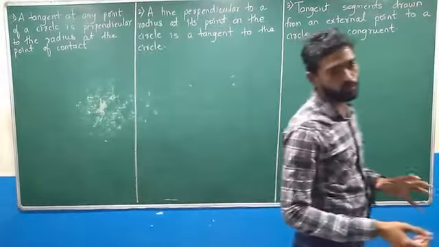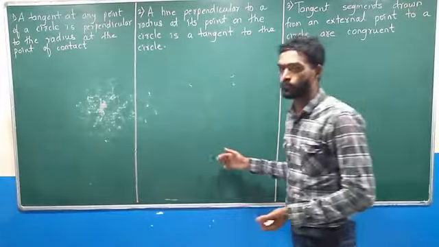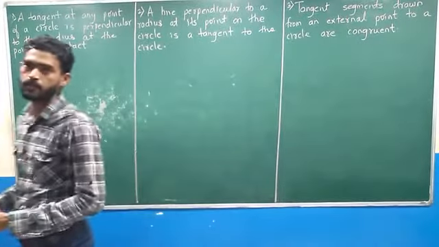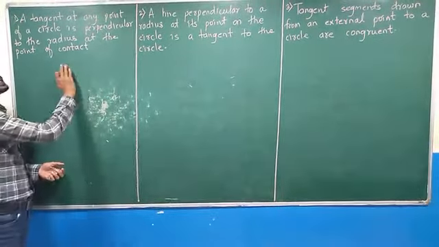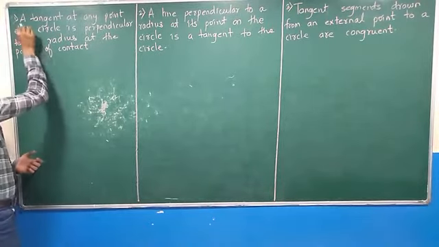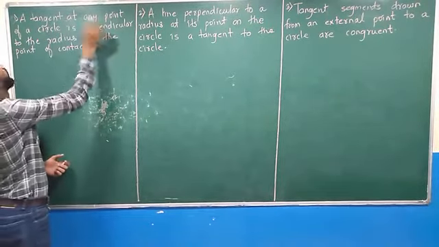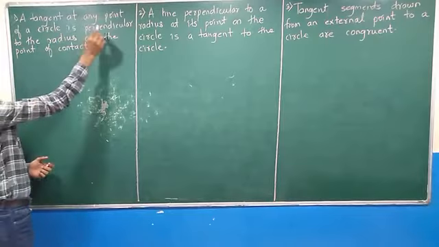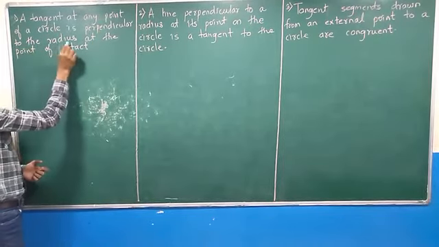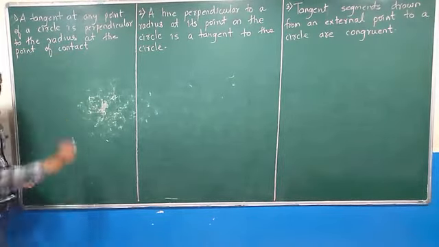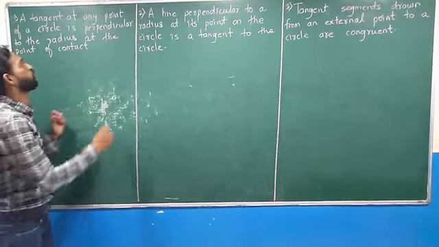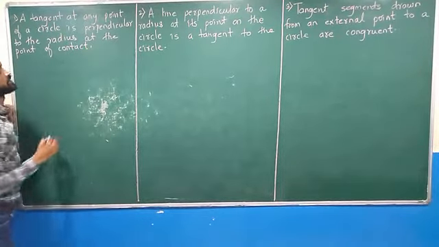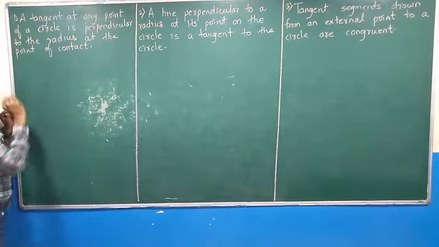One of the most heavyweight chapters of your textbook, that is circle. Let's discuss the first property of circle. A tangent at any point of a circle is perpendicular to the radius at the point of contact. So this will read: a tangent at any point.